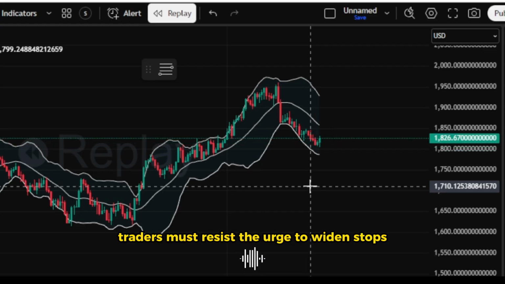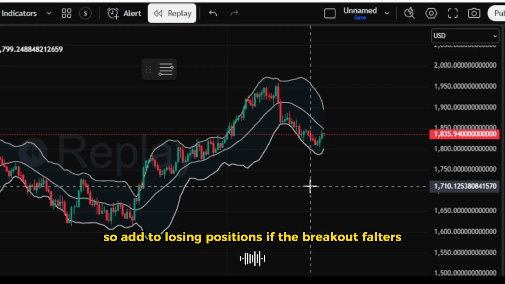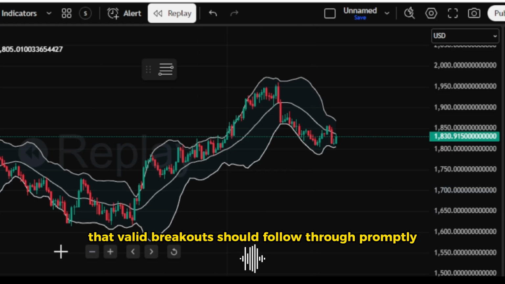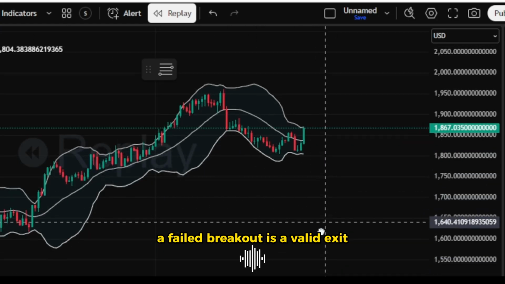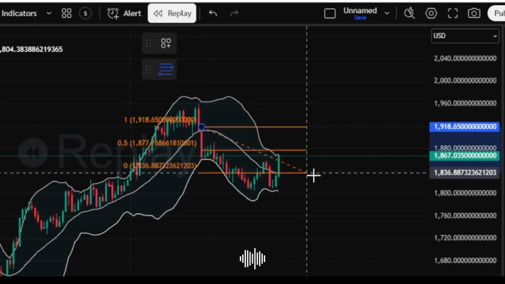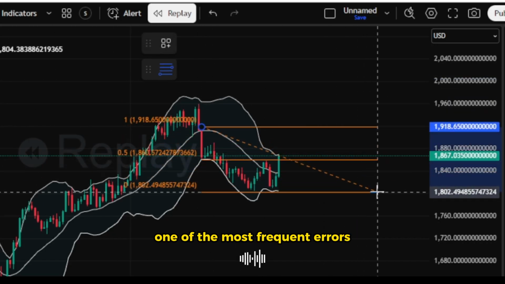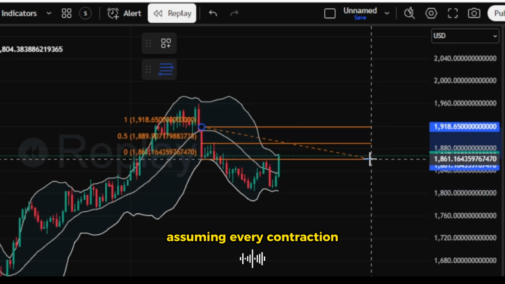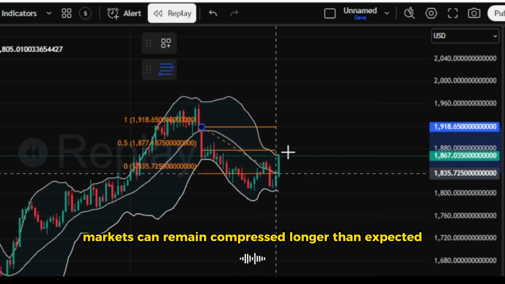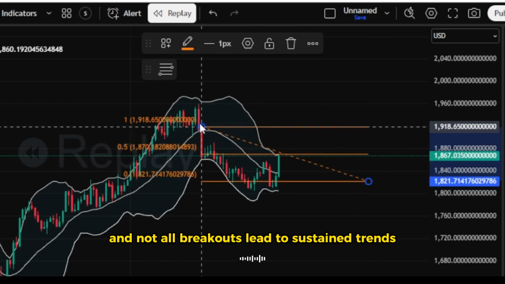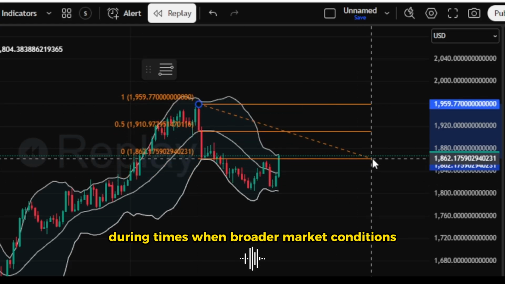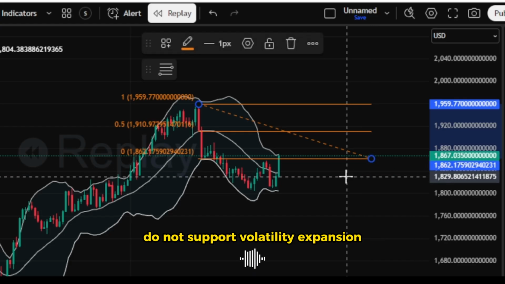Furthermore, traders must resist the urge to widen stops or add to losing positions if the breakout falters. Such behaviors violate the principle that valid breakouts should follow through promptly. A failed breakout is a valid exit, not an invitation to hope for recovery. Common mistakes to avoid. One of the most frequent errors in applying the squeeze strategy is assuming every contraction will lead to a significant move. Markets can remain compressed longer than expected, and not all breakouts lead to sustained trends. Traders often misjudge context, attempting squeeze trades during times when broader market conditions do not support volatility expansion.